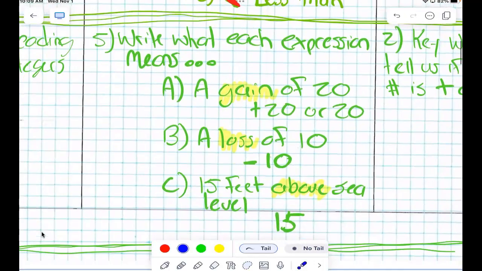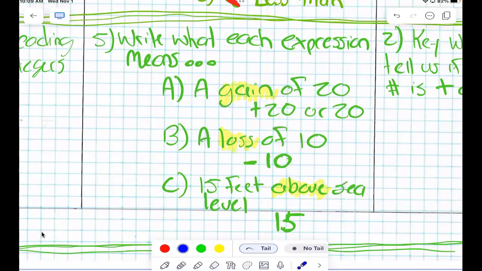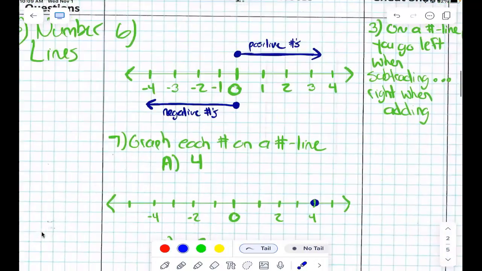Number 5. We have 3 words in highlight. Why? They're key words, and they tell us if a number should be either this or this, right? What is this or this? Positive or negative. Do positive numbers actually have to have a plus in front of them? No. Nice job, guys.